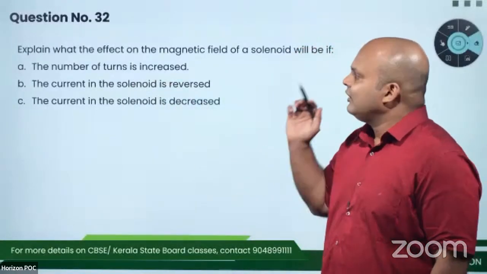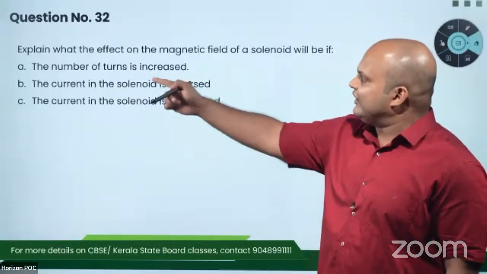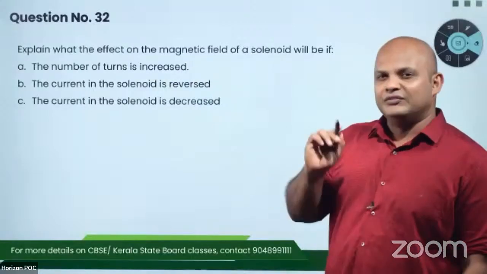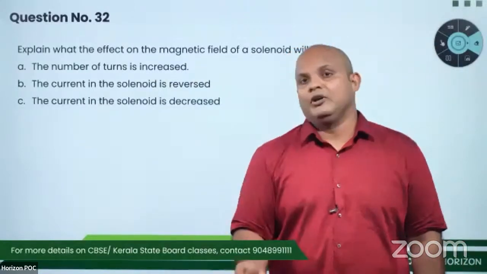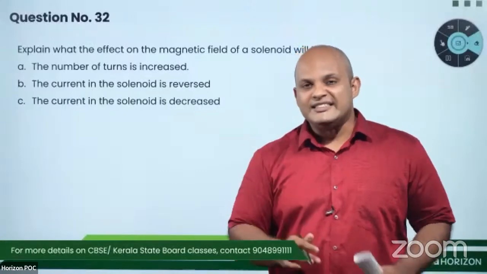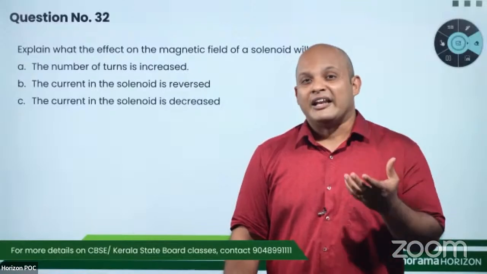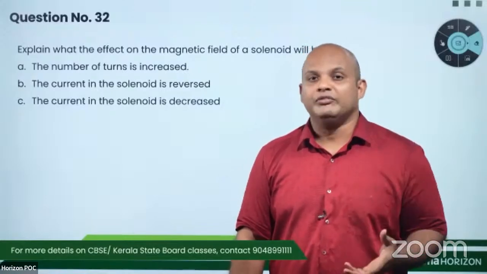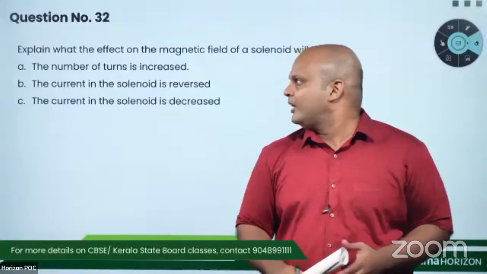So what have they asked? What will happen to the magnetic field in a solenoid if the number of turns is increased? If the number of turns is increased, you will get a stronger, more powerful magnetic field. So increasing the number of turns in a solenoid will increase the strength of the magnetic field of the solenoid if the current remains the same.